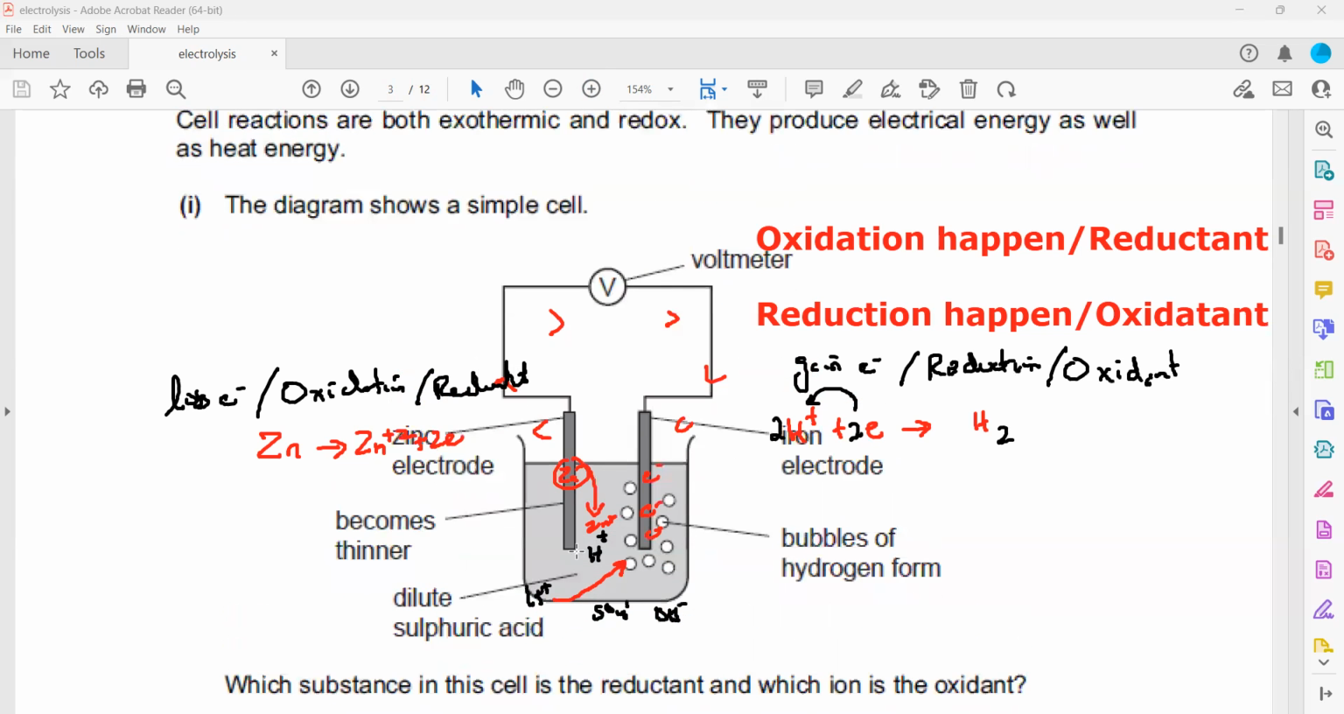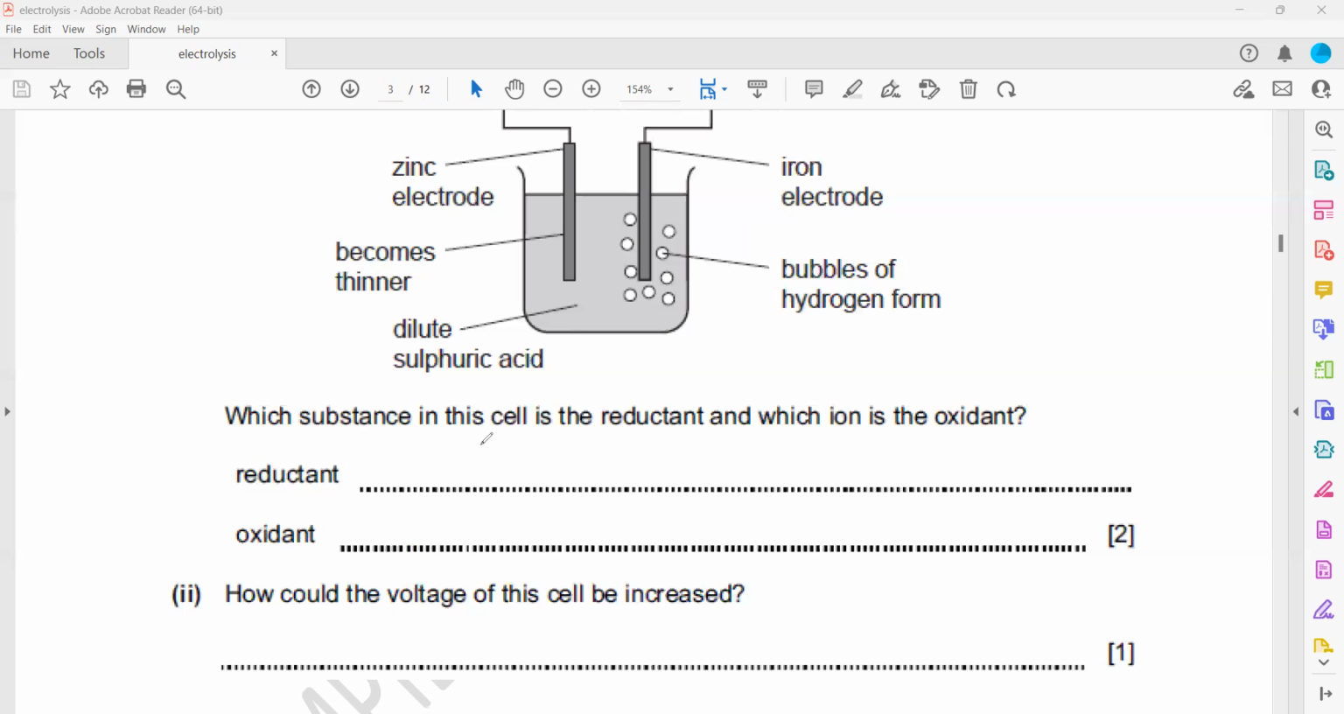So which substance is a reductant? Zinc atom is a reductant. And which ion is oxidant? Hydrogen ions are oxidant. So here, you just have to write, zinc is a reductant because oxidation happened, and hydrogen ions are oxidant because reduction happened for them.